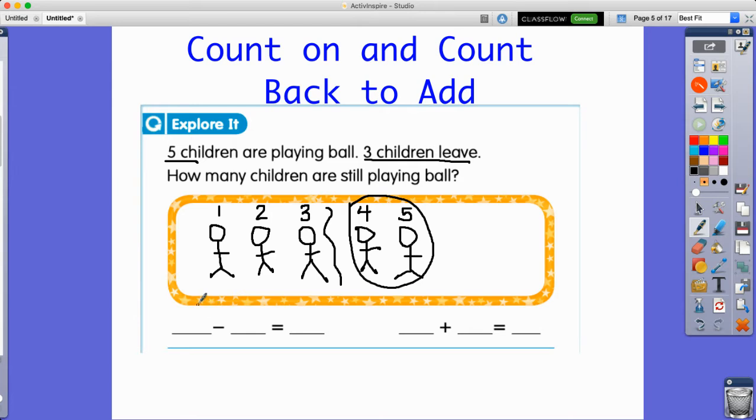So I can write that as a number sentence. So if I had 5, take away 3 or subtract 3, I have 2 left. So 2 children are still playing ball.